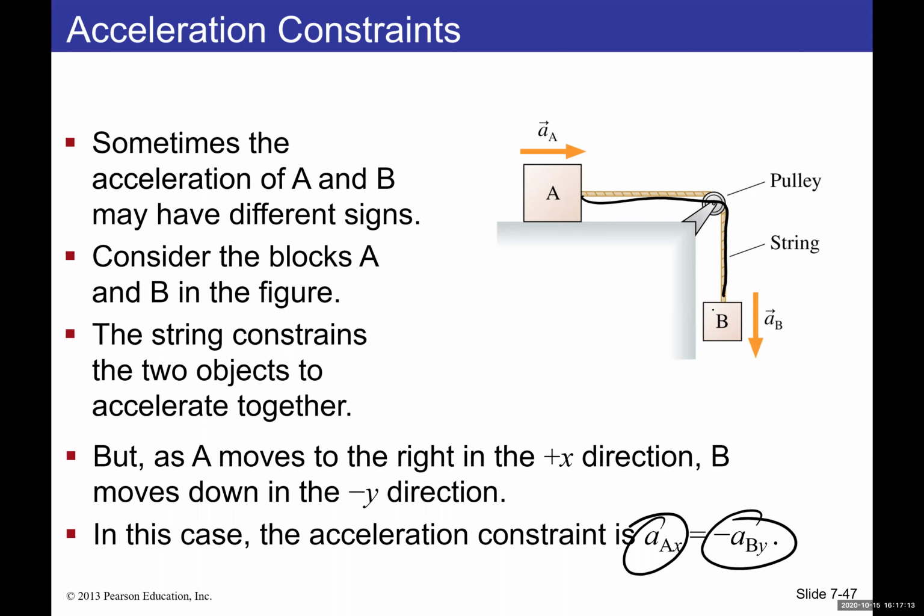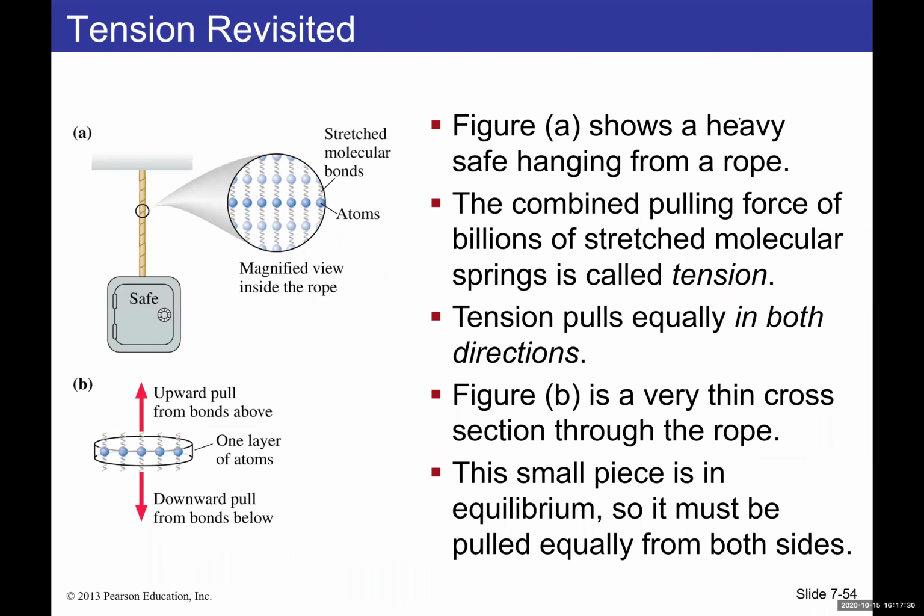All right, so this is known as the acceleration constraint, and this makes our calculation for problems like this very easy, because you can always say as a given that the acceleration of A equals the acceleration of B, in terms of magnitude. Okay. Now, here's what we have.